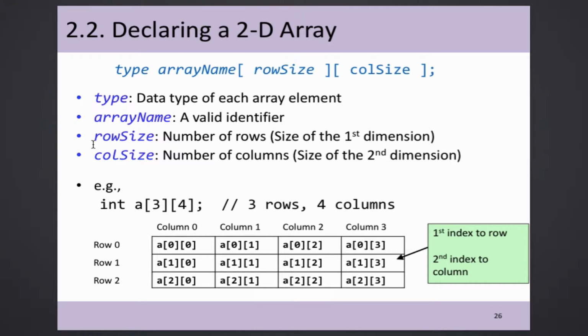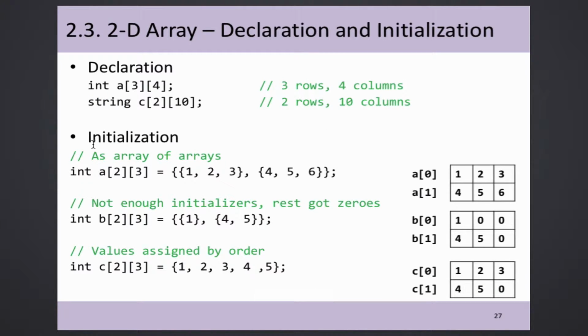The first dimension is the number of rows. So you have number of rows, 3. You have number of columns, 4. And together we have 12 elements created. They're very, very easy to write. And how to access a particular item? No problem. Before you can access it, remember to initialize it.